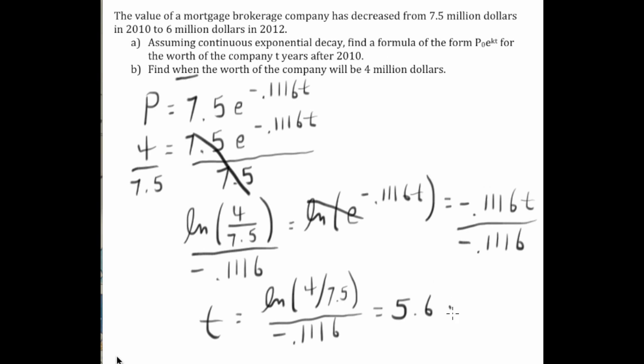We're doing years. That seems like a fairly plausible result. In other words, we're saying that it went from 7.5 to 6 from 2010 to 2012, and it'll go down to 4 somewhere between 2015 and 2016.